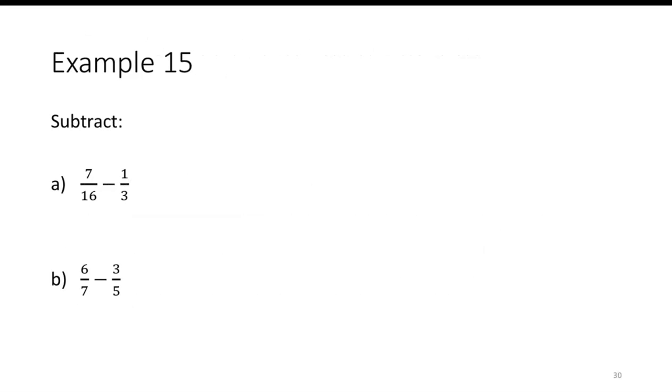So 7/16 minus 1/3. The least common denominator is going to be 16 times 3, so that would be 48. I would multiply the first fraction, top and bottom, by 3. 7 times 3 is 21 over 48. The second fraction, multiply top and bottom by 16. So minus 16 over 48. And then 21 minus 16 is 5 over 48.